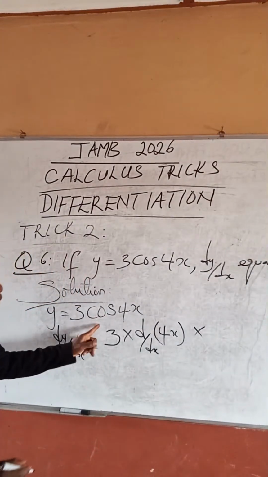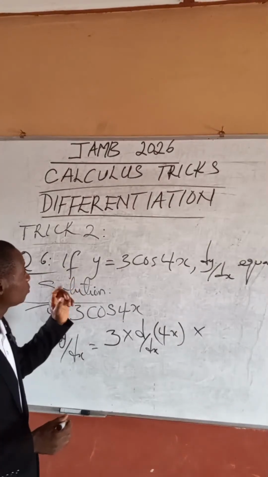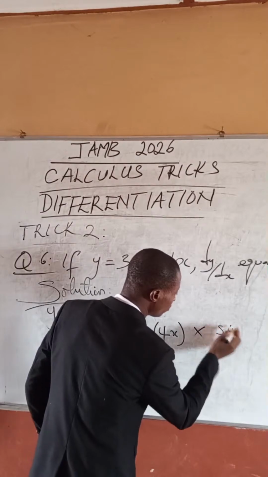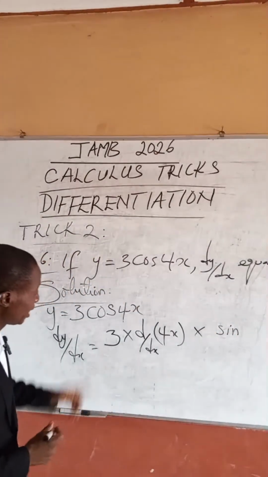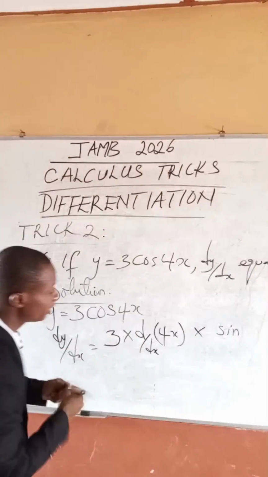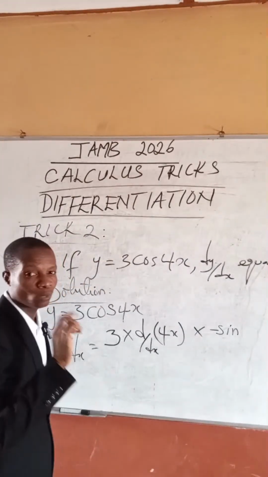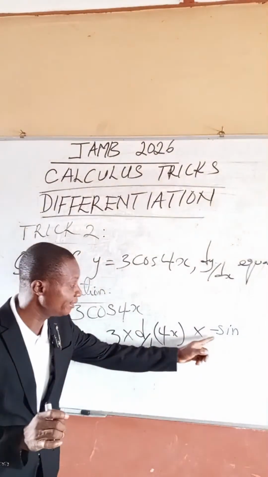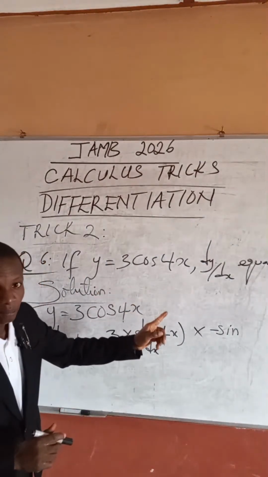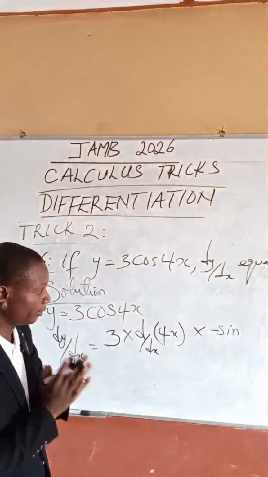Change this cos to sine. Remember, this is differentiation. So change the cos to sine. You are not changing sine to cos. You are changing cos to sine. So which means here, minus will follow. When changing cos to sine in differentiation, minus follows from cos to sine. But from sine to cos, it remains positive, no minus.